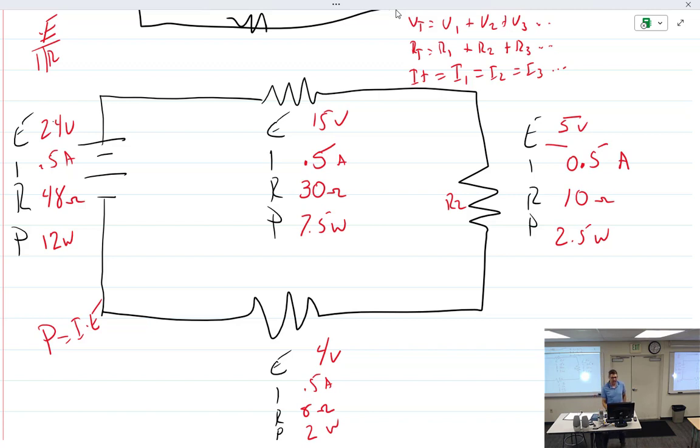What if I did this and I was measuring my circuit now? We'll just say I had 24 volts and I measured it, and this is like 14. This over here is less than 5. This is a little less than 4. And these just aren't adding up to 24. What does that mean? You get it wrong?